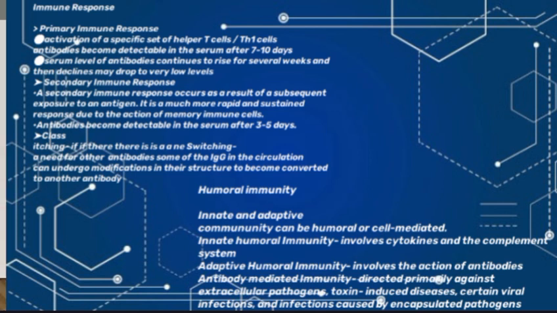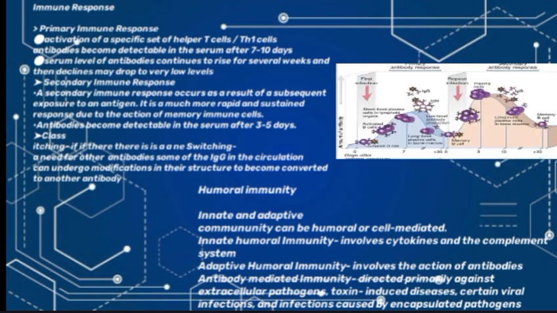Next, we have the immune response. There are two types of immune response, the primary and the secondary immune response. So first, we are going to tackle the primary immune response. First exposure to an antigen leads to the activation of a specific set of helper T cells called the Th1 cells.